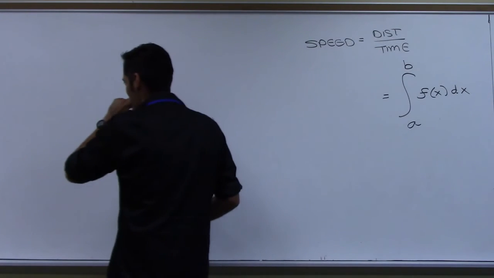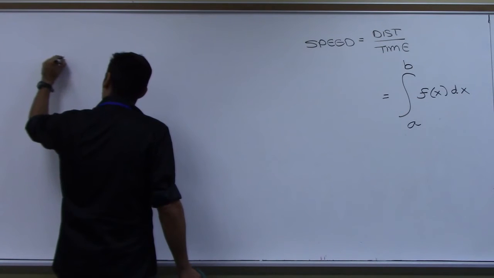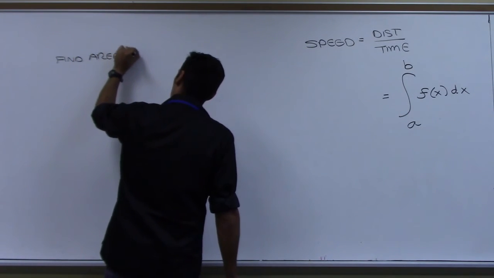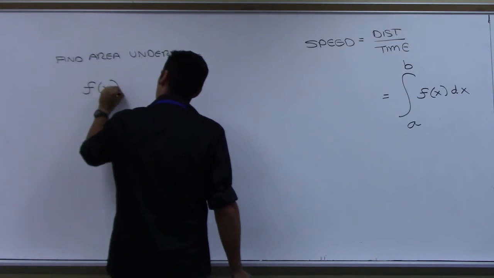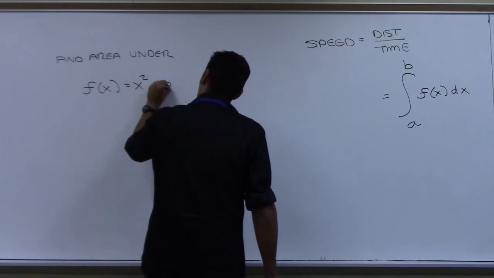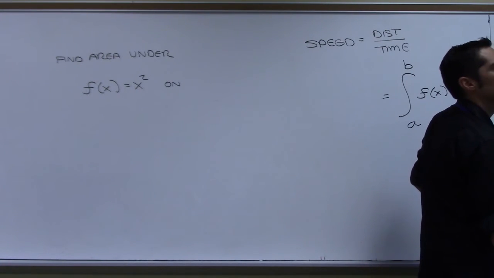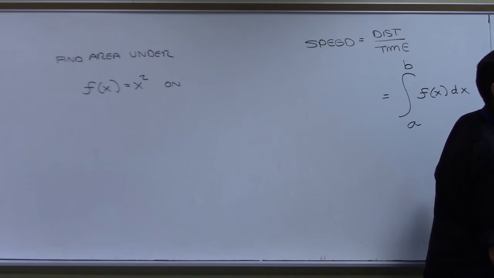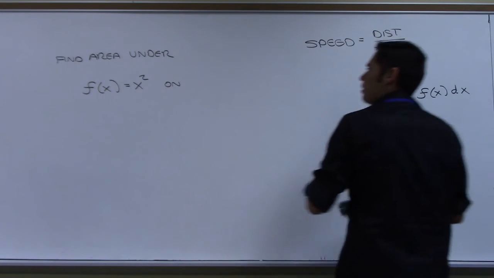All right, let's get back to this question. Find the area under f of x equals x squared on, what was it, 0 to 3, was it? Yeah, it was 0, 3. On 0, 3.